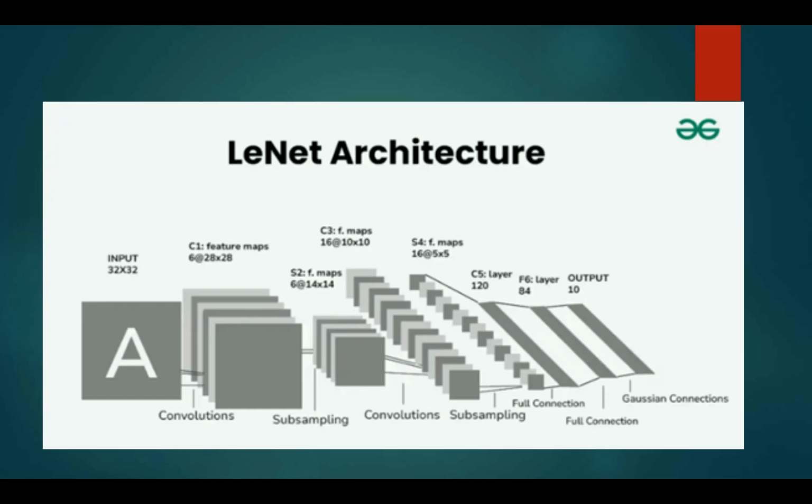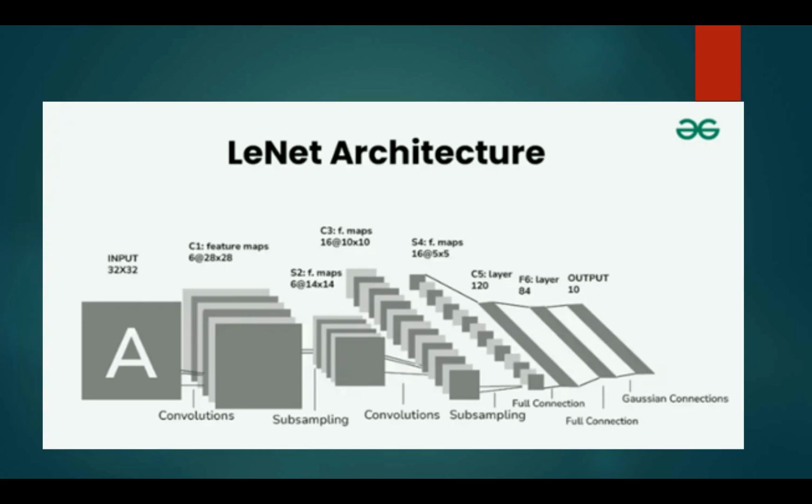As we can see here, the first convolutional layer, C1, applies six 5 by 5 filters to extract basic patterns like edges, resulting in six feature maps of size 28 by 28. This is followed by a subsampling layer, S2, which reduces the dimensions to 14 by 14 using max pooling. We'll understand all these concepts later in detail.